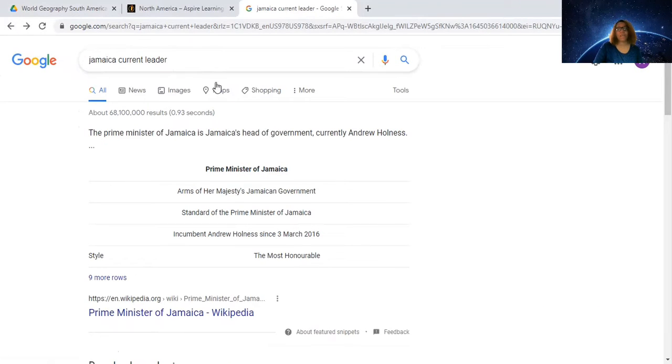So as you see, current leader, yeah, it gives you the name. Sometimes, especially with the smaller countries, you really won't see a name pop up here. So you got to investigate or just put head of government, okay? Because sometimes that will happen.